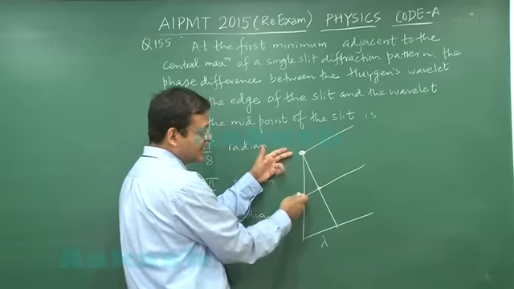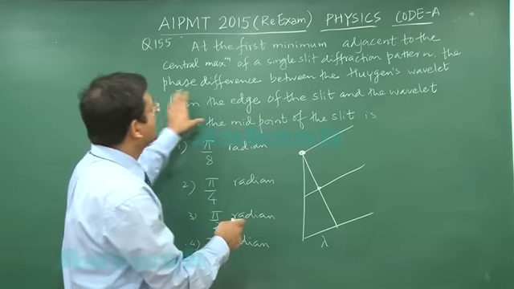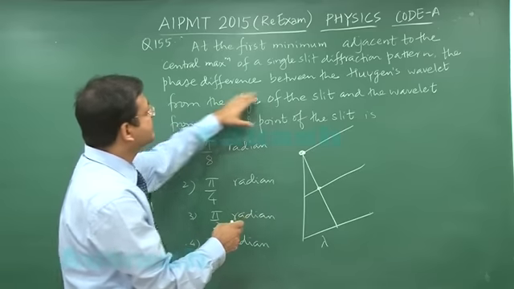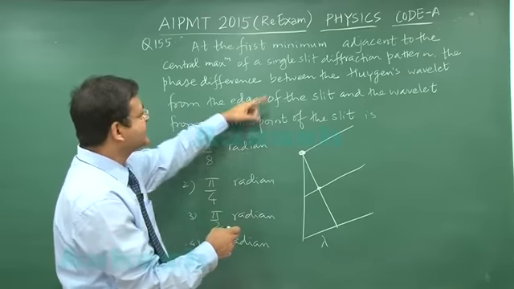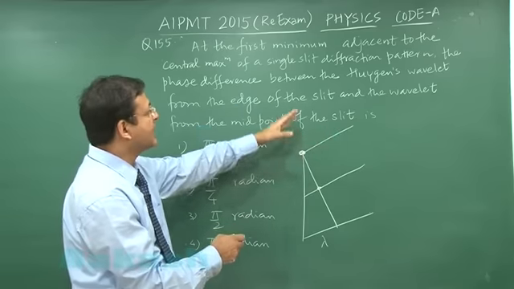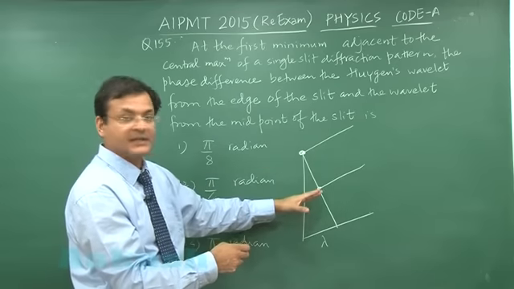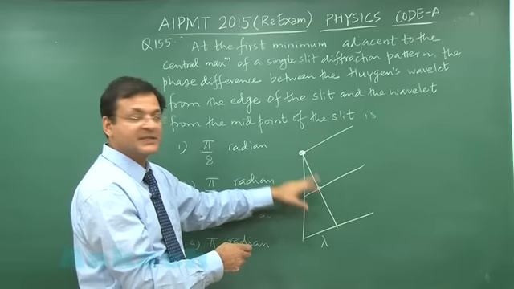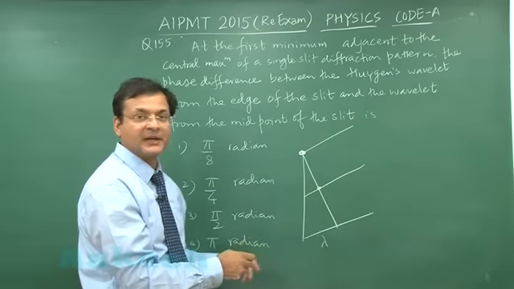This is the entire slit, and they are saying, you can see that the phase difference between the Huygens wavelet from the edge of the slit, that is, this is the edge of the slit, and the wavelet from the midpoint of the slit. So here the phase difference is pi. This is the answer to the question they are demanding. Understand? So that is the explanation to question 155. Switch over to next question, that is 156.